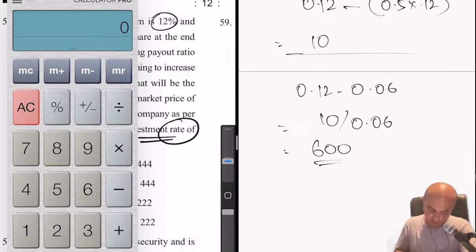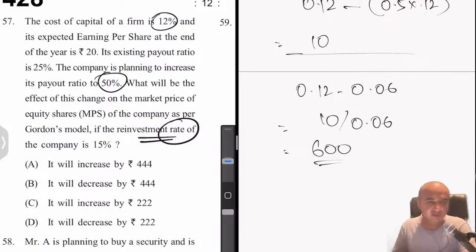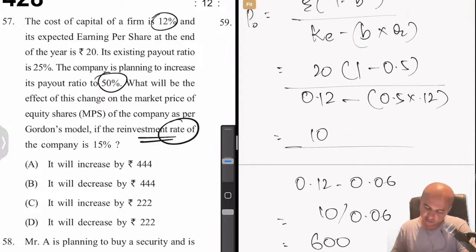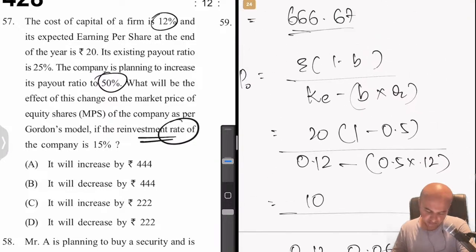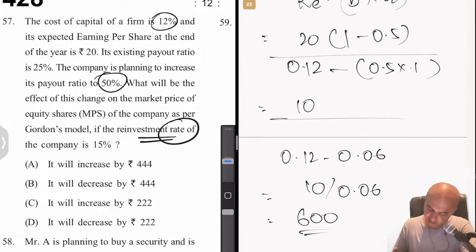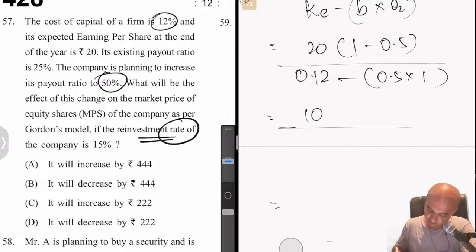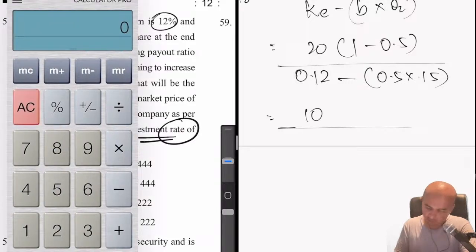Okay. So now the difference in this case, did I go wrong anywhere? Let me just check. Oh, I made a mistake. Retention ratio is not 12%. That is where I went wrong. Retention ratio is 0.15. See, one small mistake and the whole problem goes for a toss. And there are no marks for steps here. This is not a descriptive exam.